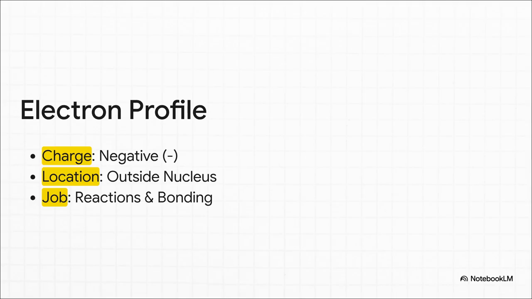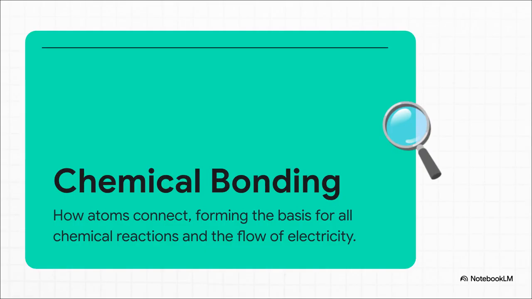But its job is huge. It handles all the action through chemical reactions and bonding. And this really shows you just how important they are. Electrons are kind of like the social butterflies of the atomic world. They're the ones that interact, that bond, and that jump between atoms. And it's that behavior that creates chemical reactions, forms molecules, and even allows electricity to flow.